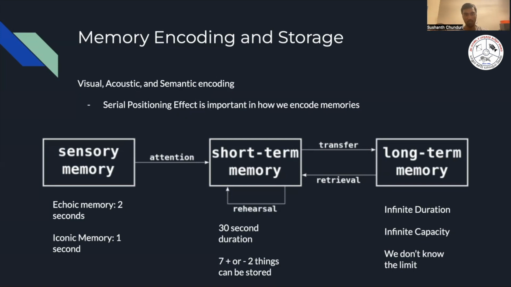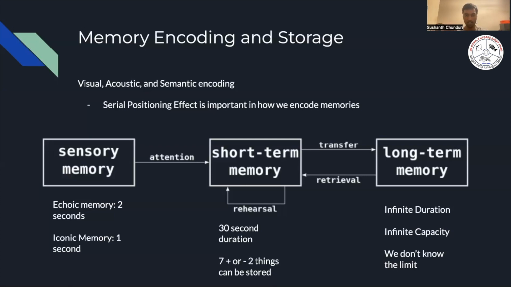The serial positioning effect is very important in how we encode memories. We tend to remember the first and last items in a list. So that's interesting. Obviously we have a sensory memory, but all of that sensory memory doesn't get converted into short-term memory. If I'm not paying attention to something, like someone talking in my ear, then it's not going to go into my short-term memory. Once I pay attention, it goes into my short-term memory and stays there for 30 seconds unless it gets transferred into my long-term memory, where if I keep rehearsing it and thinking about it, then it gets transferred.